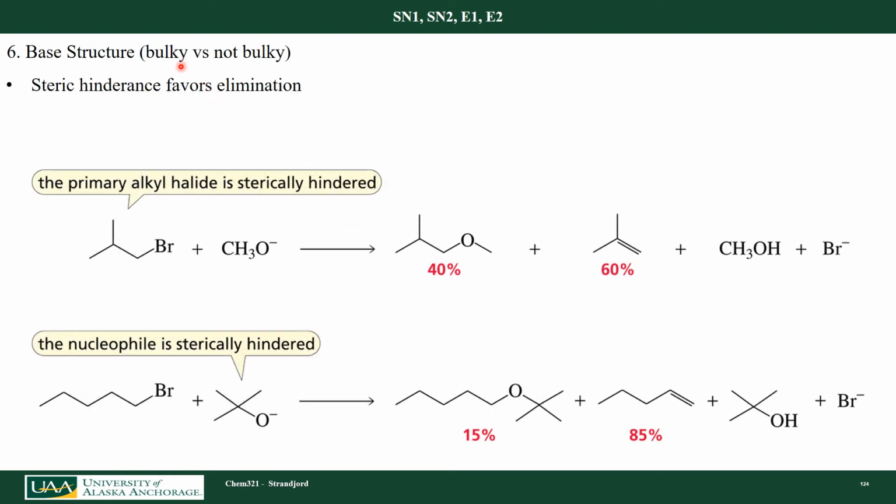If I look at the structure of the base, if I have a non-bulky base, I tend to favor the elimination product, but only slightly over the substitution product. If I have a very bulky base, even with a primary alkyl halide, I tend to favor the elimination product over the substitution product. So steric hindrance favors elimination.